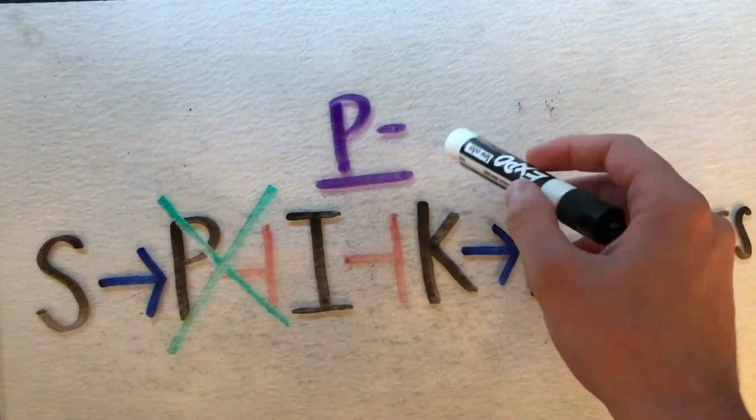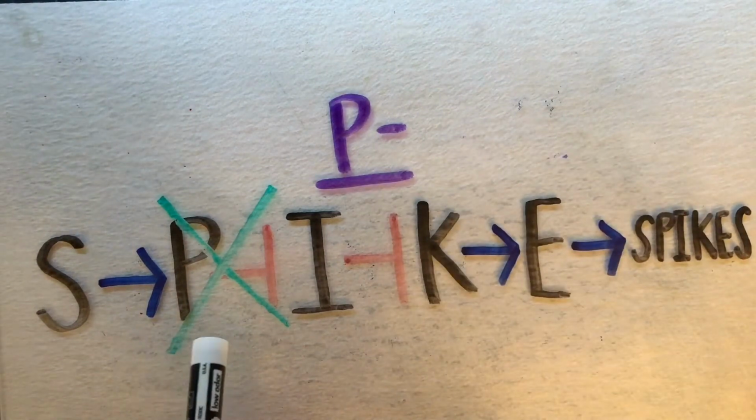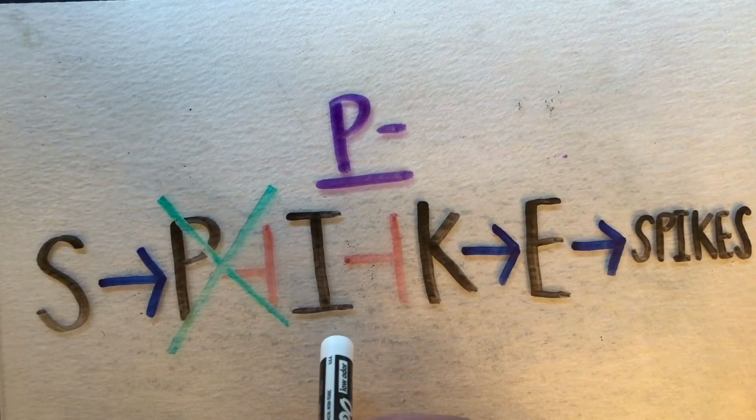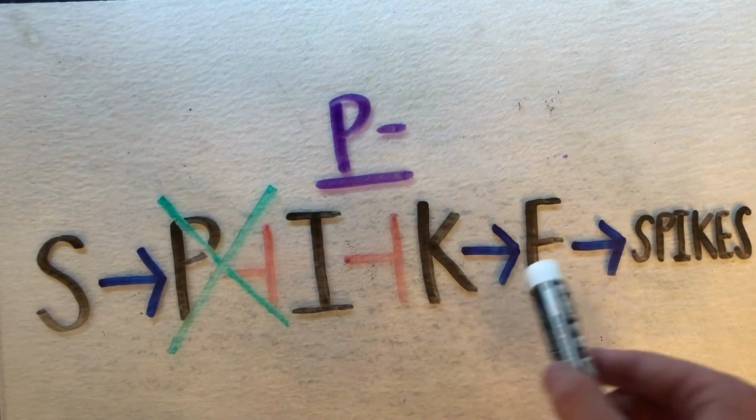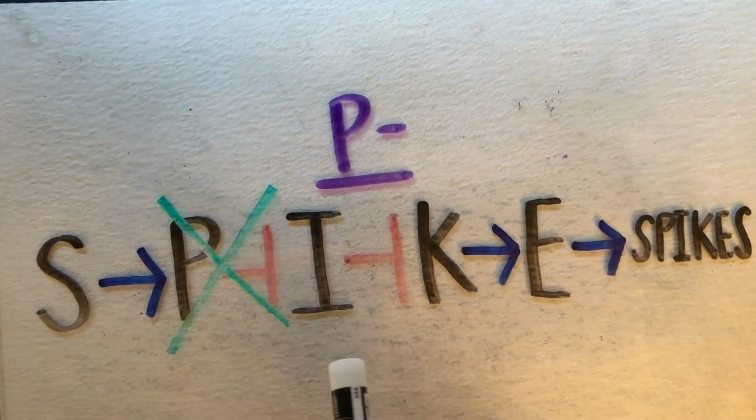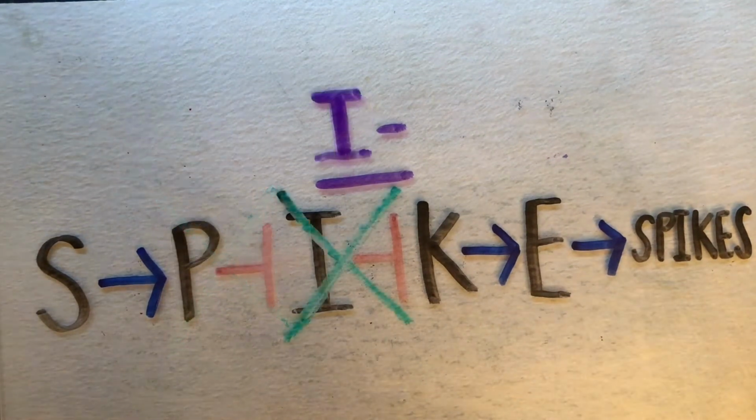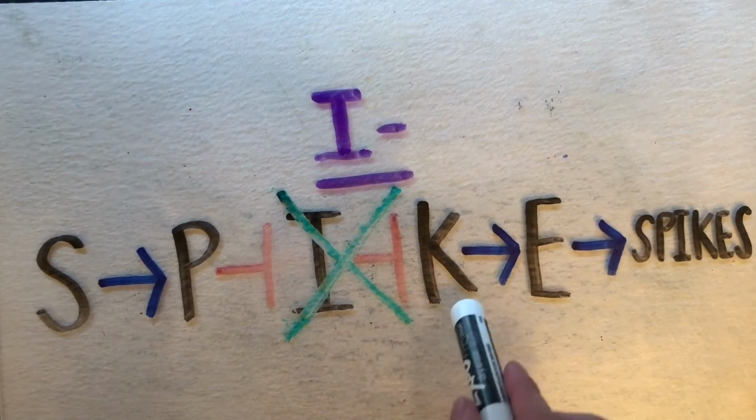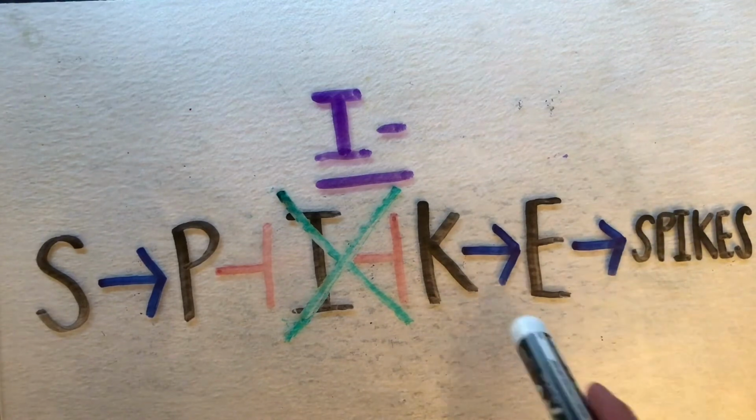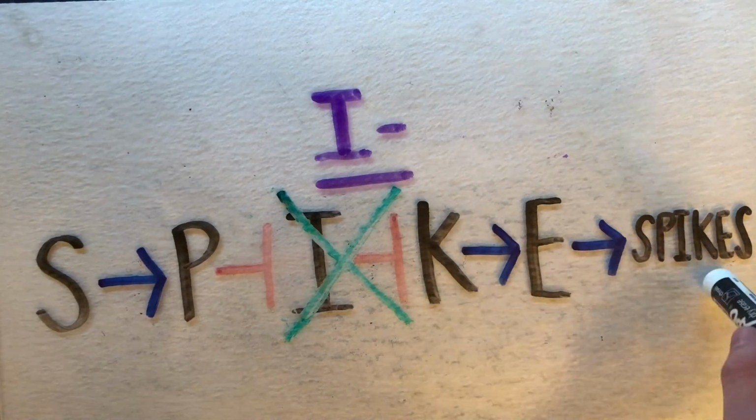In the P minus version of this developmental network, the P gene is inactive. So it can no longer suppress the I gene, which suppresses the K gene, which stimulates the E gene, which stimulates spikes. Therefore, the P minus version of this pathway will not produce spikes. In the I minus version of this pathway, I is no longer around to suppress K. And remember, K stimulates E, which stimulates spikes. So if K is no longer being suppressed, spikes will be generated.